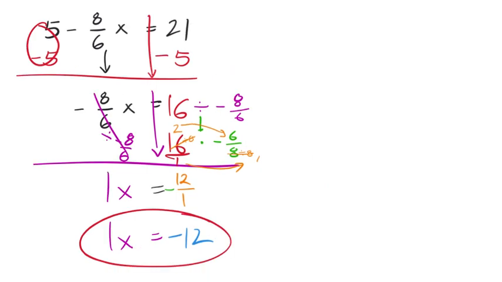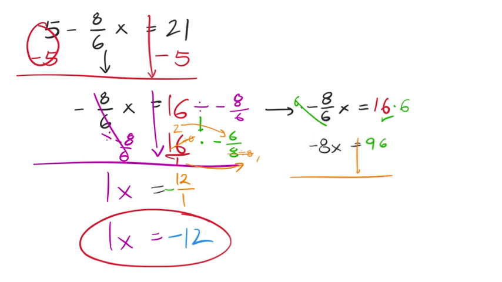So yeah, the other method is with that fraction. So at this point, and you can show it however you want, but I would multiply this side by 6 and this side by 6 to make that a phantom 1. Now I've got negative 8 x's equals, so this was 96. And then dividing both sides by negative 8, we get 1x equals negative 12. Same answer, different method.